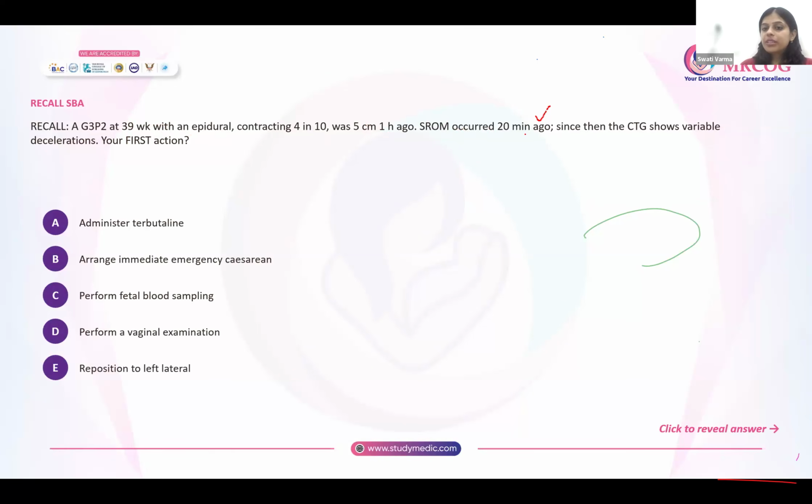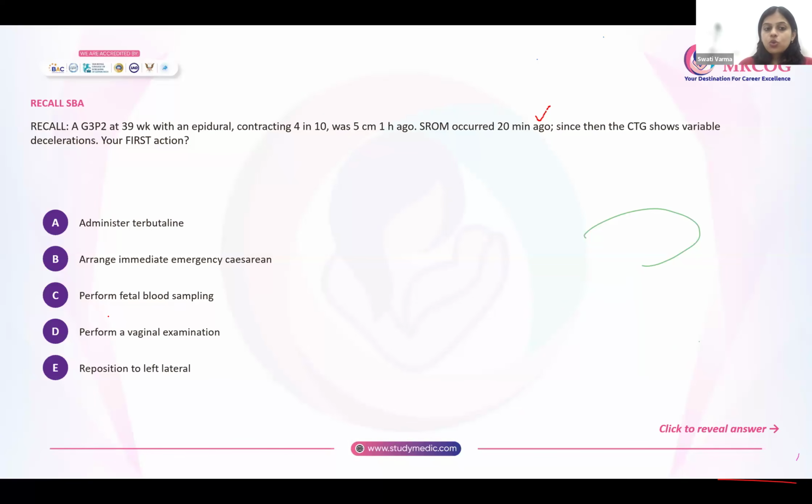Spontaneous rupture of membranes occurred 20 minutes back. Since then, the CTG shows variable decelerations. What is your first action? Now here, since after rupture of membranes you started having a suspicious or concerning CTG, the first thing we will do is carry out a vaginal examination.